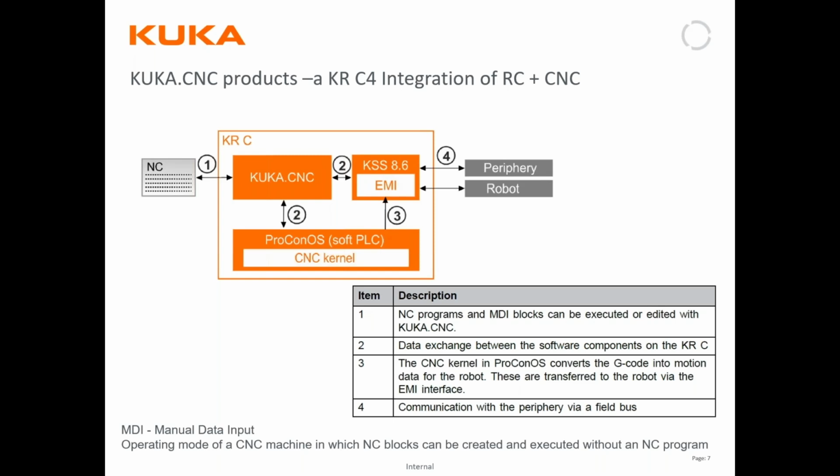Then we have step 4, which is periphery and robot integration. The KSS transmits control signals to both the periphery and the robot via this EMI interface. This integration enables synchronized operation between robotic movements and CNC processes, allowing seamless execution of tasks such as milling, cutting, deburring, engraving, etc.